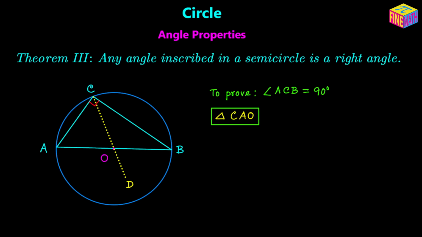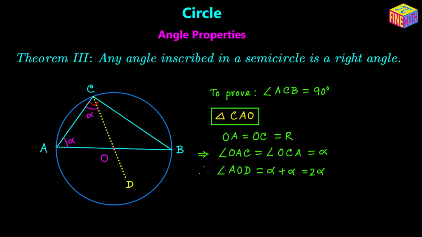Now let's look at the triangle CAO. This triangle has OA equals OC because they are the radius of the circle. That means this is an isosceles triangle. That means angle OAC and angle OCA will be equal, and let's assume that they are alpha degrees each. I have noted in the diagram that angle OAC and angle OCA both are equal to alpha degrees.